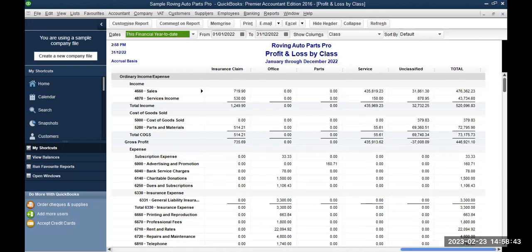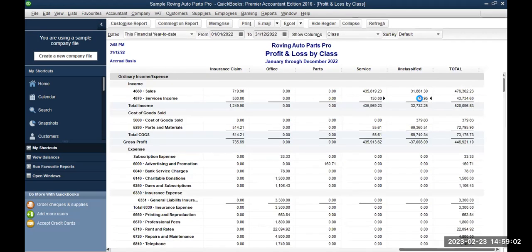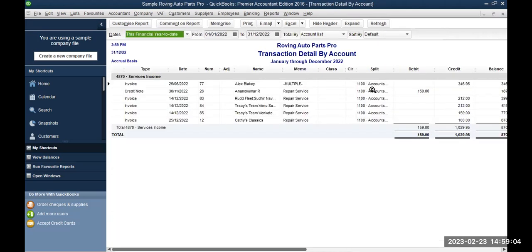Now, what you need to do, of course, if you want to generate your reports by class, you make sure that there's nothing in this column, because it means that something was posted that was not identified, assigned to a particular class. So how do you resolve this? You just, for example, if it is this one, you double click on that, and it shows you the transactions that are in there that have not been assigned a class, okay?